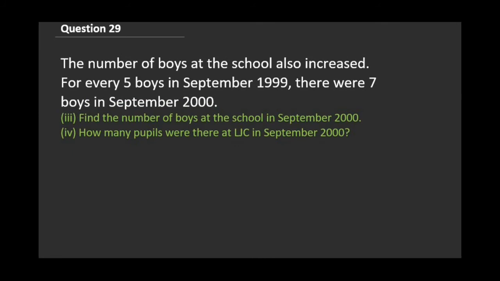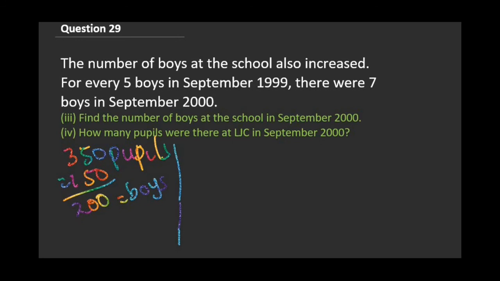The number of boys at the school also increased. For every 5 boys in September 1999, there were 7 boys in September 2000. Find the number of boys at the school in September 2000. In the previous question we did, in September 1999, there were 350 pupils, don't forget that. And from the ratio 3 girls to 4, we got the number of girls as 150. So the number of boys in 1999 will be 200 boys.